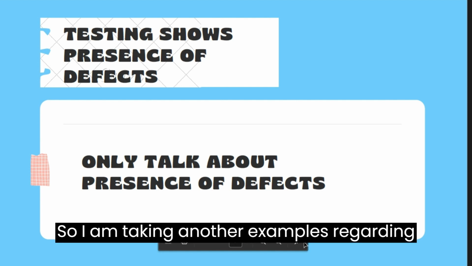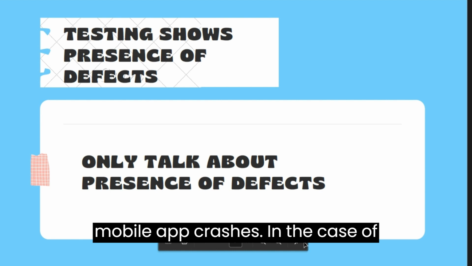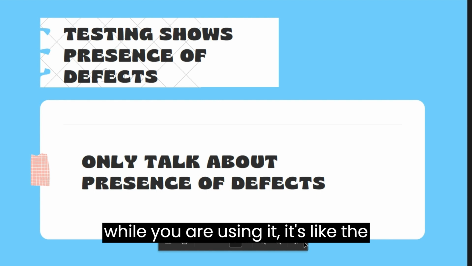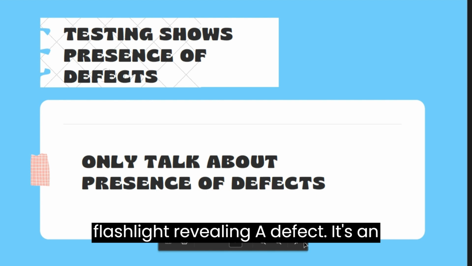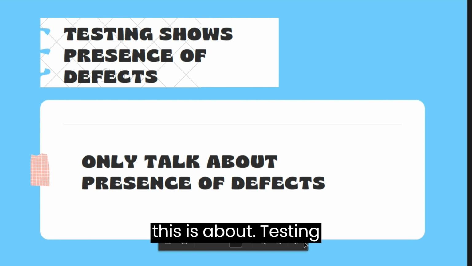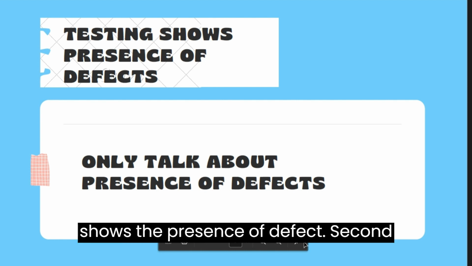So I am taking another example regarding mobile app crashes. In the case of a mobile app, when the app suddenly crashes while you are using it, it's like the flashlight revealing a defect. It's an obvious sign that something is wrong. So this is about testing shows the presence of defects.